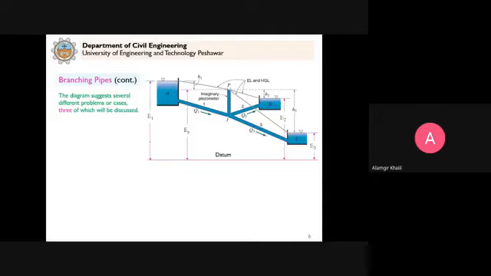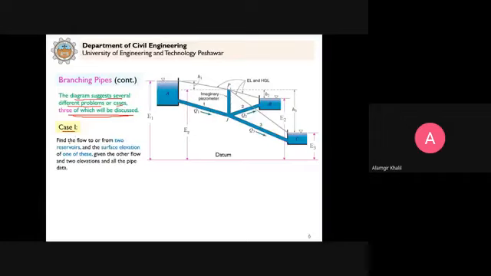Now this diagram suggests several different problems. We can have different problems or cases when we consider this arrangement for branching pipes. Three cases we will discuss, and they are discussed in your textbook. So first is case 1.